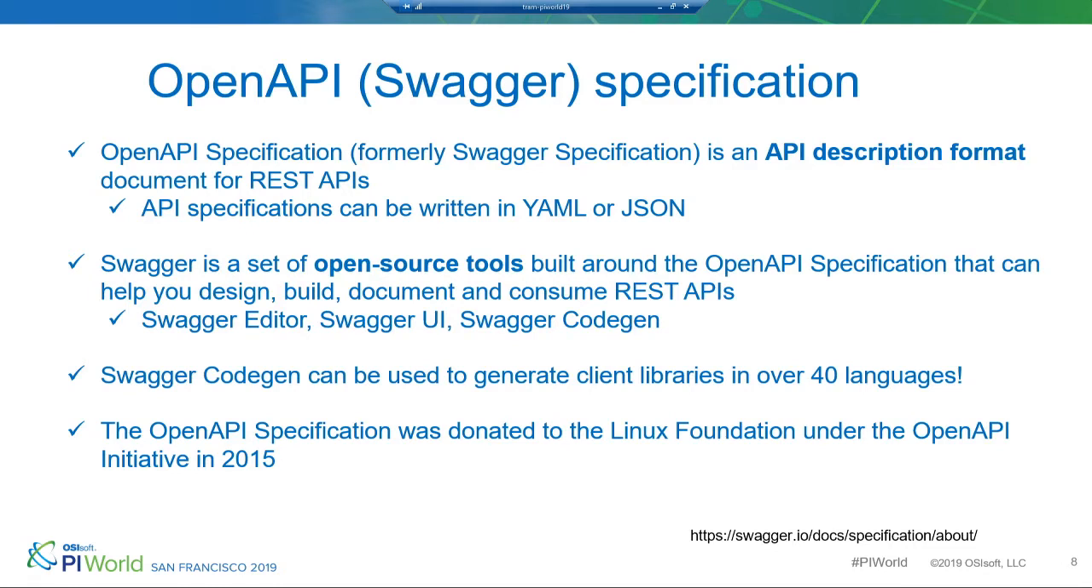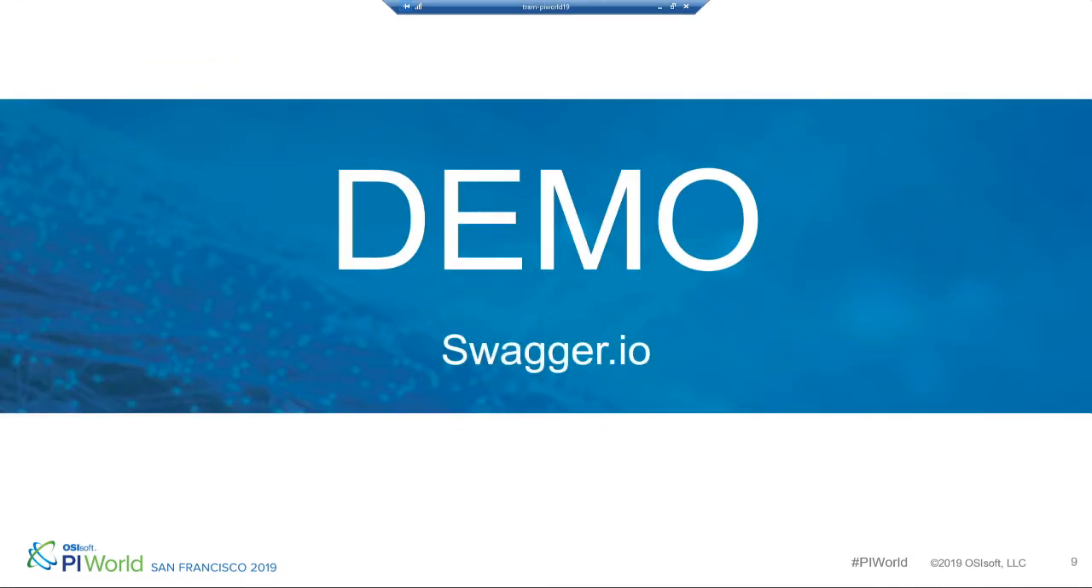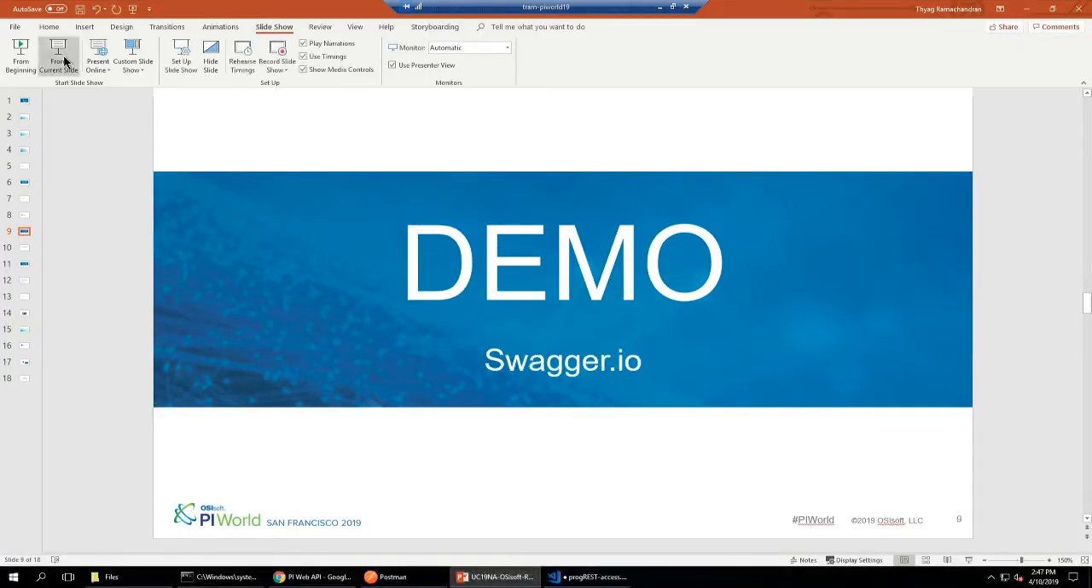And for people who are wondering, do I need to get this product or anything like that? The OpenAPI specification was donated to the Linux Foundation in 2015, and Swagger is a set of open source tools. So all this is not proprietary. You could start using them right away and not worry about any proprietary piece of code being included in your application. So let's look at the Swagger website and the OpenAPI specification itself very quickly.